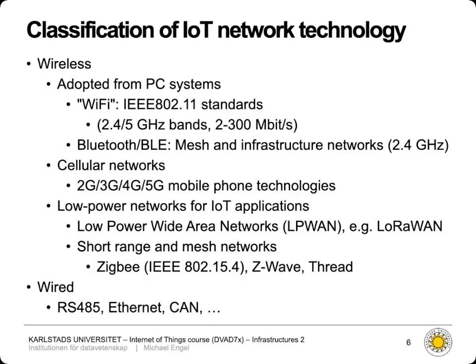And the final subclass of wireless networks we're talking about is low power networks, and these are very often specifically designed for IoT applications. And here we distinguish again between two classes. We have wide area networks, usually low power wide area networks, to enable us to have small devices with little batteries or energy harvesting to communicate over a network, for example, LoRaWAN. And we have short range and mesh networks like ZigBee, Z-Wave, and Thread.